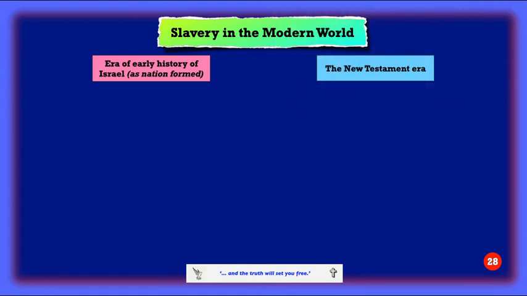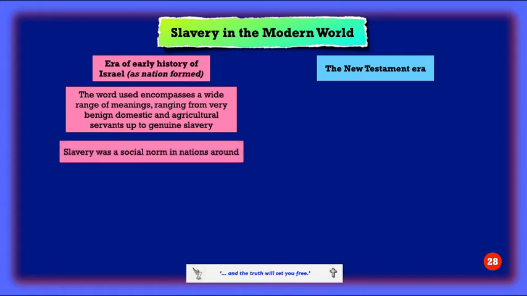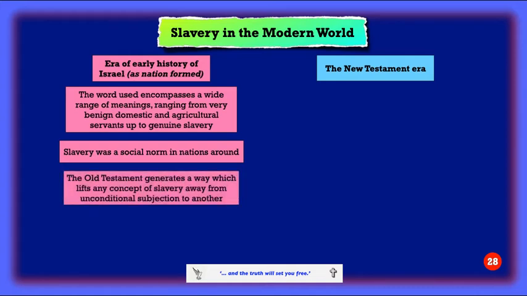Slavery was there throughout the whole period. If I summarize it, remember the word covers a wide range of meaning. It was a social norm, and the biblical text takes us forward enormously. It lifts any concept of slavery away from unconditional subjection of one person to another. That's a big breakthrough, but it's not the end story.